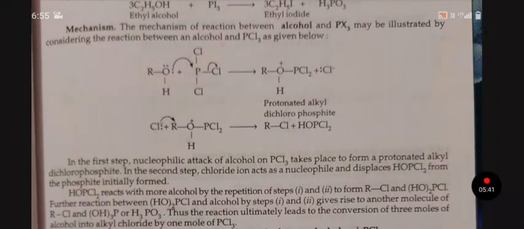HOPCl2 reacts with more alcohol by the replacement of steps 1 and 2 to form RCl and HO twice PCl. Further reaction between HO twice PCl and alcohol by steps 1 and 2 gives rise to another molecule of RCl and OH thrice P, or H3PO3. Thus the reaction ultimately leads to the conversion of 3 moles of alcohol into alkyl chloride by 1 mole of PCl3.